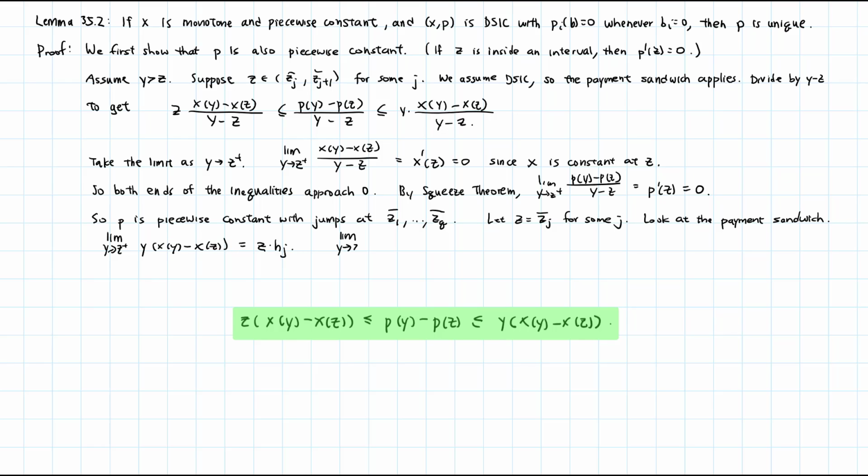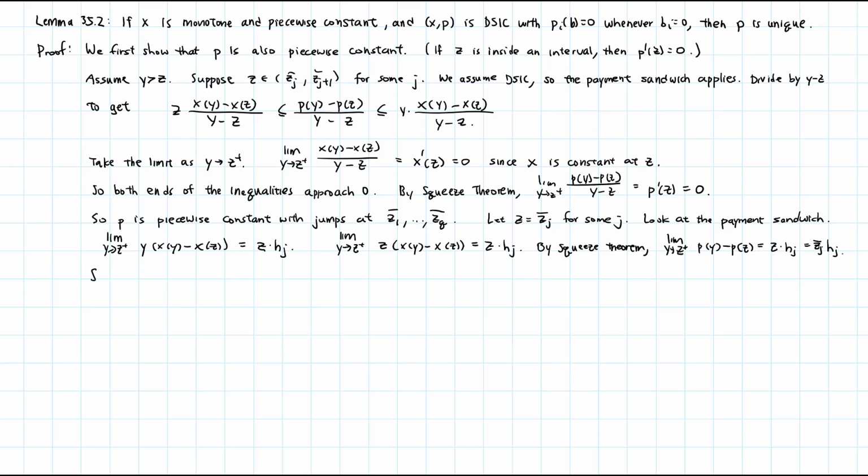The limit for z times (x(y) - x(z)) is also z times hj. Using the squeeze theorem again, the limit of p(y) - p(z) is also z times hj, which is equal to zj bar times hj. So the payment jump at zj bar is zj bar times hj.